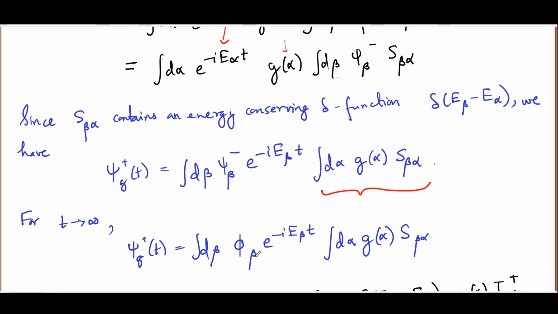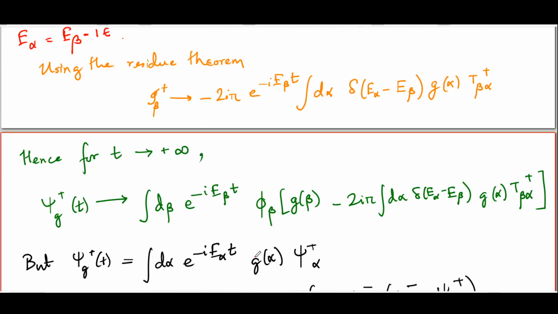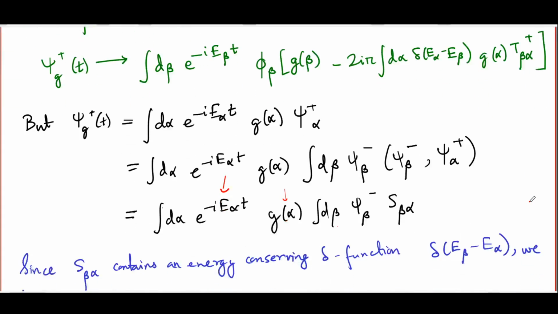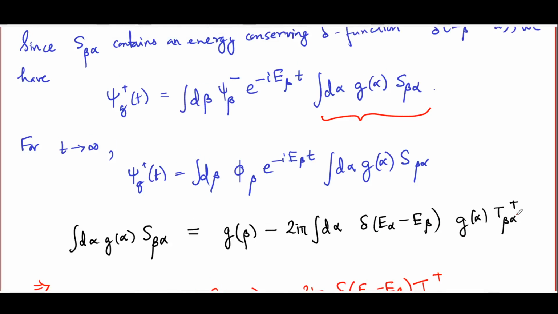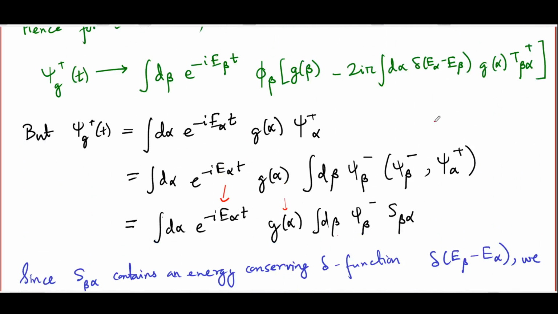But now realize that we have already written psi g plus t using the contour integration technique as this, a superposition of different phi beta values with a phase factor e to the minus i E beta t times this particular factor. And so, what you must be able to say is that this integral here is the same as g beta minus twice i pi delta(E alpha minus E beta) g alpha T beta alpha plus whatever you had inside this bracket.